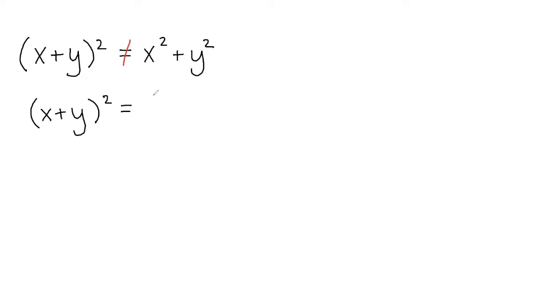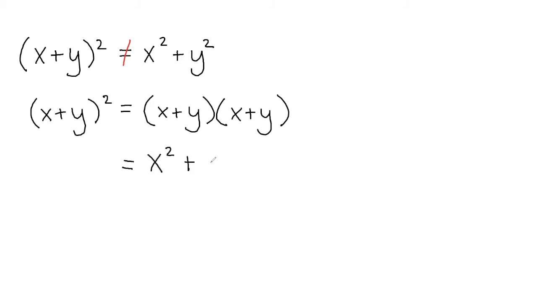The most common mistake that I see is students will write (x plus y) squared as x squared plus y squared. This is a big mistake, and what we need to do is remember that (x plus y) squared can be written as (x plus y) times (x plus y). And then we need to distribute the terms like we are doing FOIL. So then we would have x squared plus xy plus xy plus y squared, and when we combine like terms, we get x squared plus 2xy plus y squared.